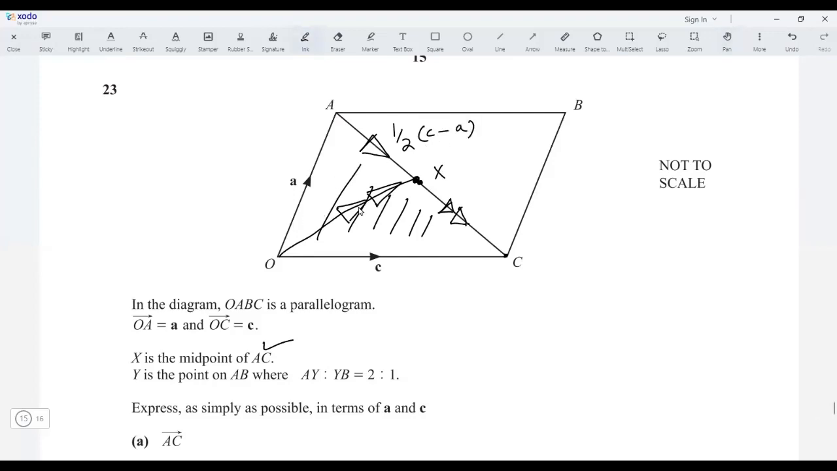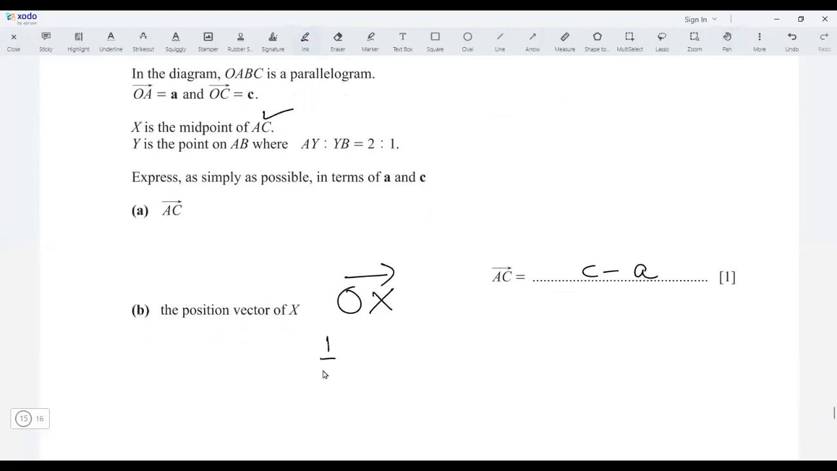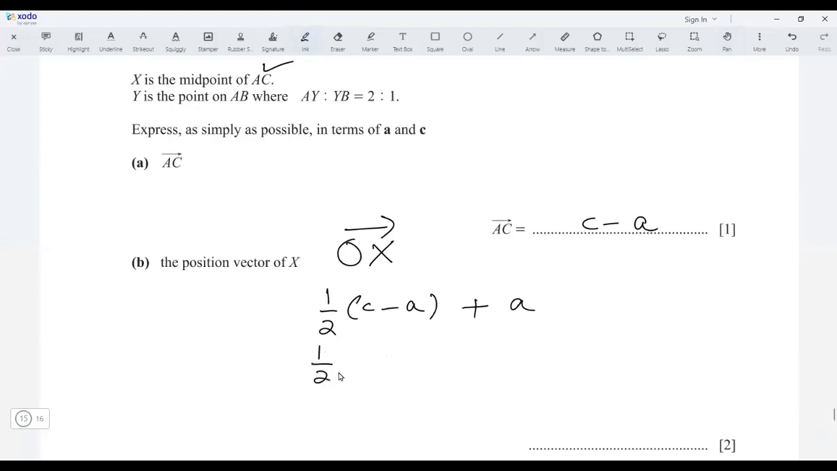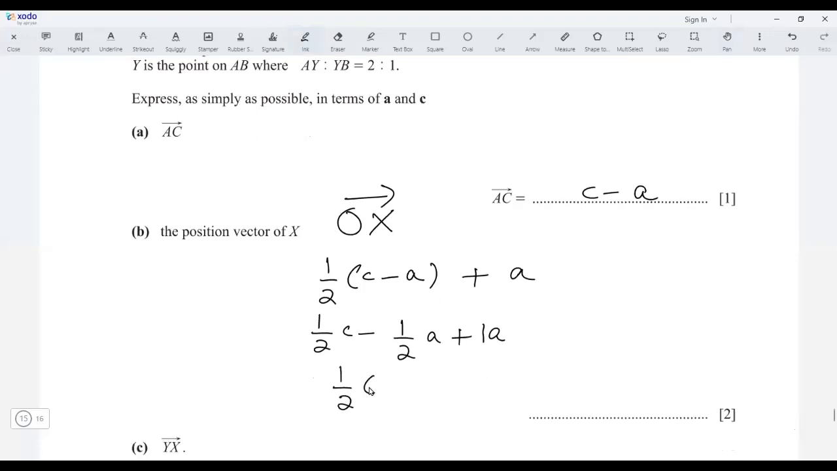Now look at the triangle. The resultant's head and this head are joining, so both are positive. And A is also taken as positive because the resultant's tail and A's tail are joining at one point. So 1 by 2 (c minus a) is to be added with a. Opening the bracket, it will be 1 by 2 c minus 1 by 2 a plus a. The coefficient of a is 1, and 1 minus half always gives you positive half. So the result is 1 by 2 c plus 1 by 2 a. We can take half as common, and the signs are positive in this case. So this is the result.